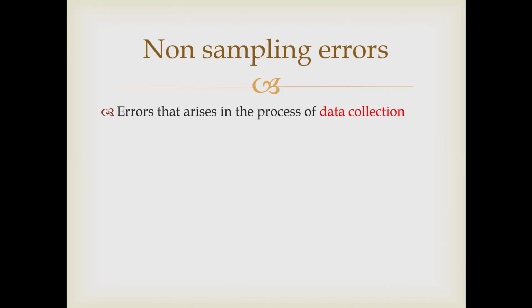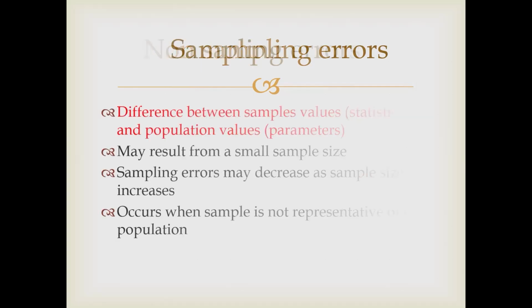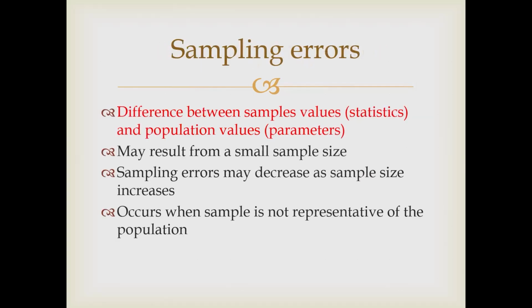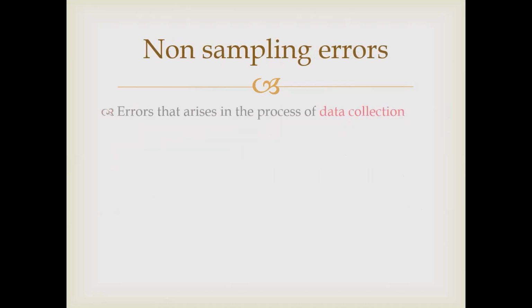The errors that arise in the process of data collection are not because of sampling. The other one was because of the sample size, so that is why we call it sampling error. This is not because of the sample size. It is not related to the sample. It is related to data collection. So we call it non-sampling errors.